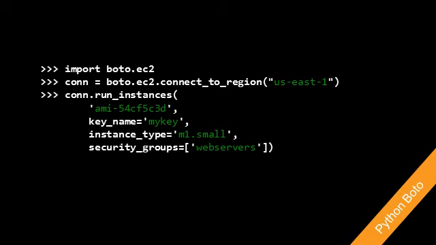And the same here, this is with Python Boto, which is the AWS-maintained Python library for accessing and controlling EC2 and other AWS services via the API. And here you can see that we're creating a connection object to connect to the EC2 service in the US East region. And then we're running instances using a method in that connection object, specifying, again, a specific AMI, key name, M1 small instance, and adding this time the instance to the security group called web servers.